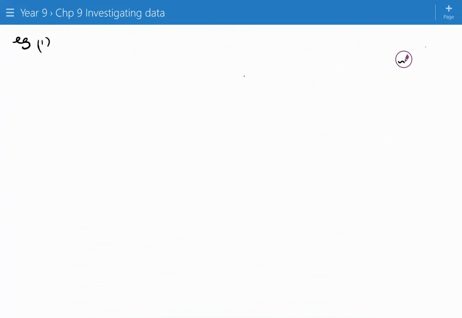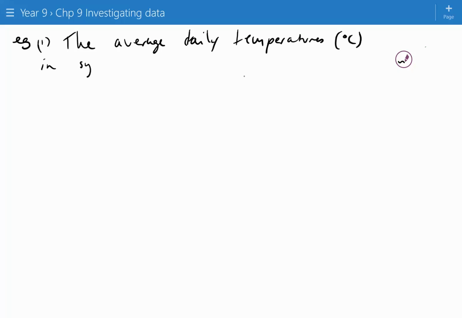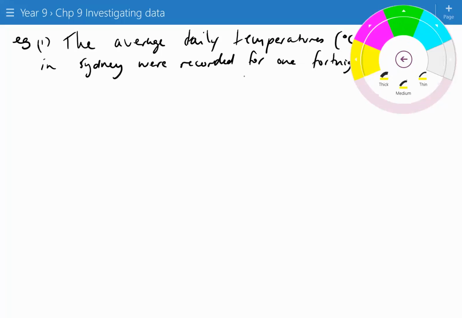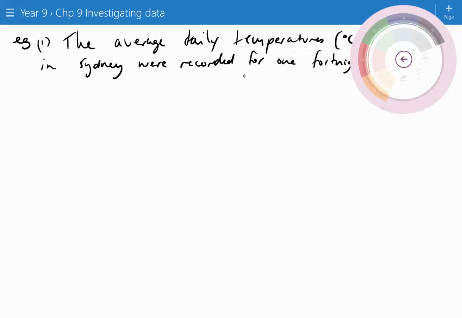Example 1. The average daily temperatures, let's just say in degrees Celsius, in Sydney were recorded for one fortnight. So for 2 weeks they found the average daily temperature. So let's list those scores here.